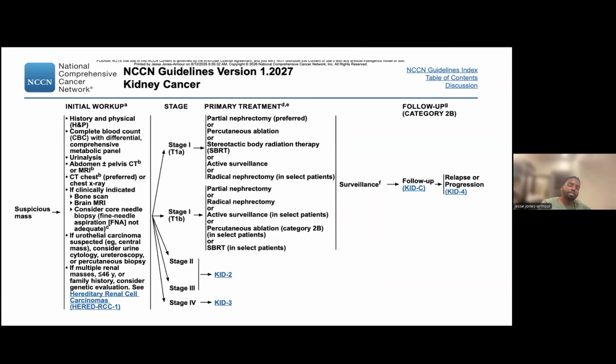Now, I just have the same NCCN guideline that helps just to summarize what we do when we find a suspicious mass. You go back to your history and physical examination. You want to do a CBC, urinalysis, CT or MRI of the abdomen and pelvis. You want to do a CT chest to check for mass as well. Sometimes you want to do a bone scan or brain MRI if you think they have mets. And then if it's stage 1, you may go with a partial nephrectomy. However, if it's stage 2 and above, you'd want to go with a radical nephrectomy.